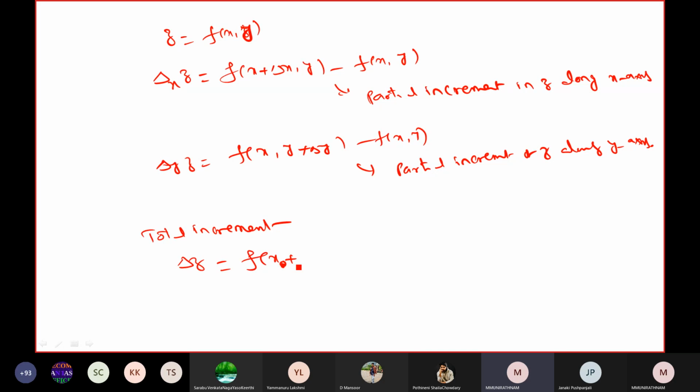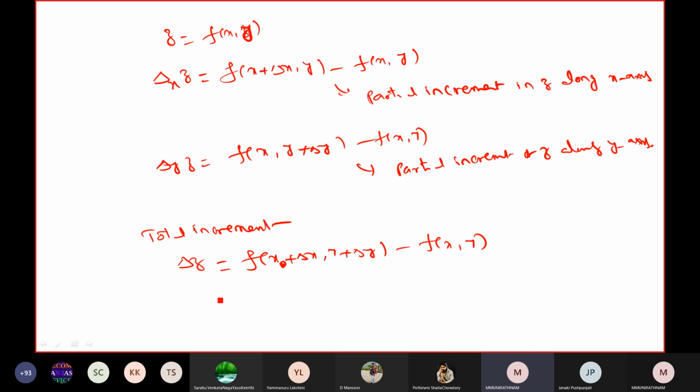Delta z is f of x plus delta x comma y plus delta y, minus f of x naught comma y naught.